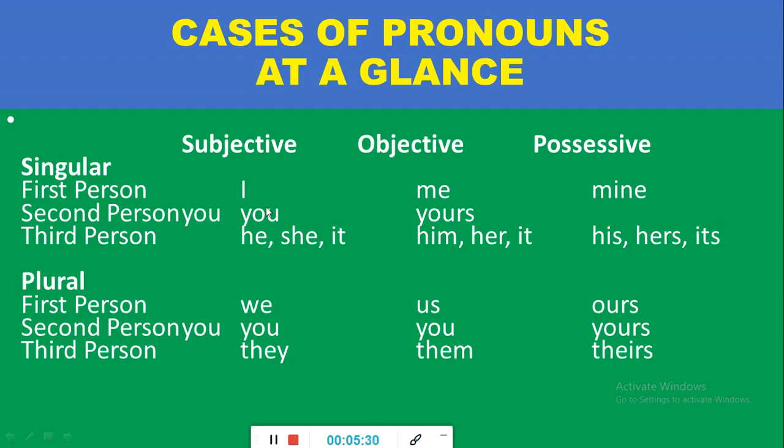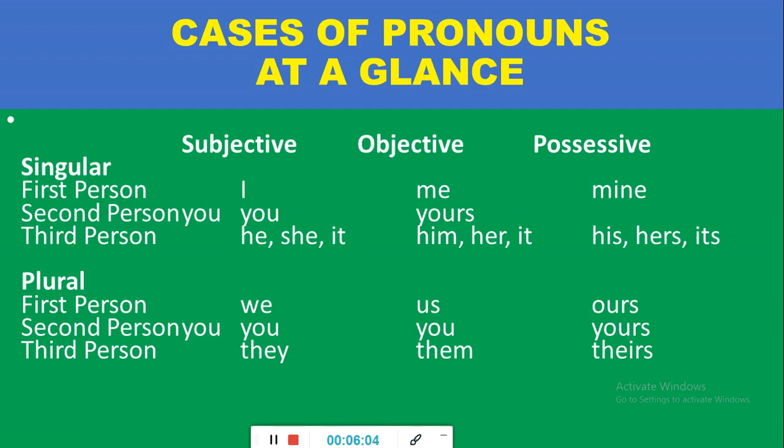So now looking at this, you can see that the first person singular subjective pronoun is I. Whenever you use I, you are referring to the first person. The first person is the speaker. And whenever you say you, you are referring to the second person. The second person is the addressee or the listener. And then the third person is he, she, or it. And that is the person being talked about.